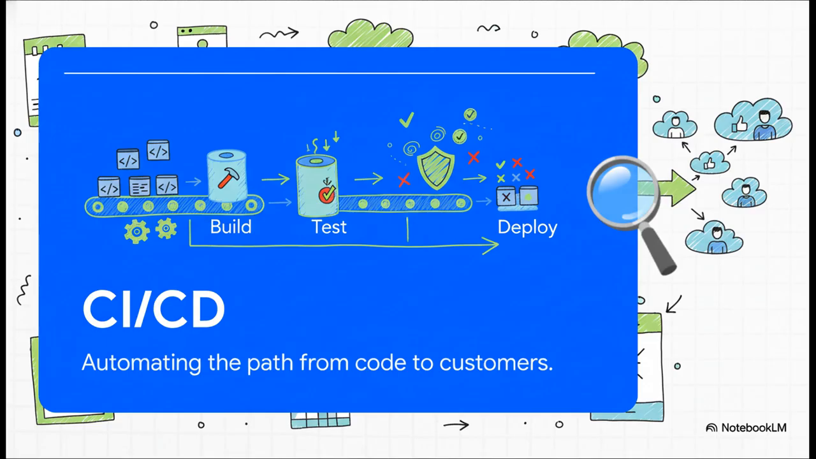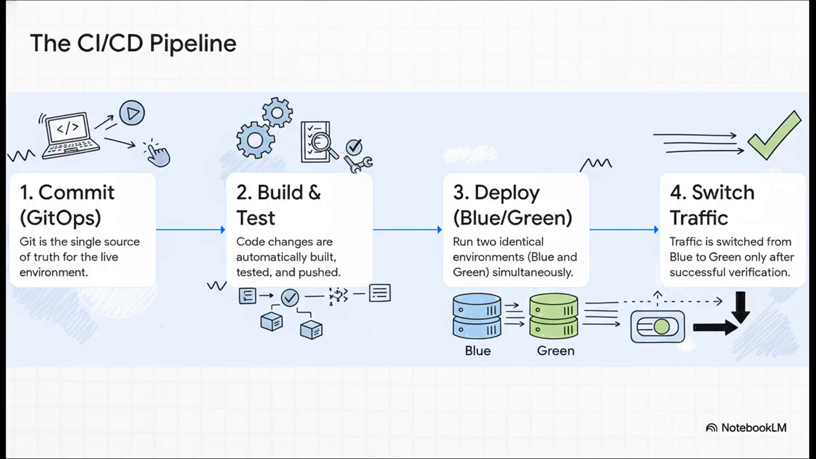Its entire job is to create a pipeline that automatically grabs new code, builds it, runs a whole battery of tests on it, and then, if everything looks good, it pushes it out to the world, all without a human ever having to touch a button. Let's just walk through this pipeline really quick. It all kicks off the second a developer commits new code. That single action starts the whole automated process.